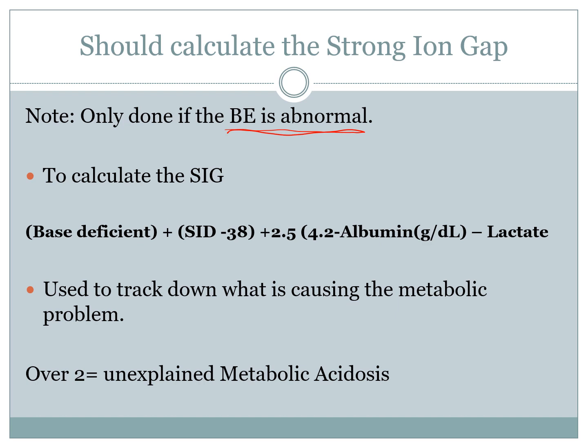Okay, if it's between those levels, then it's normal. If it's over 2, then it means you have an unexplained metabolic acidosis of some description. Now if it's less than 2, believe it or not, that is usually associated with your cation differences.